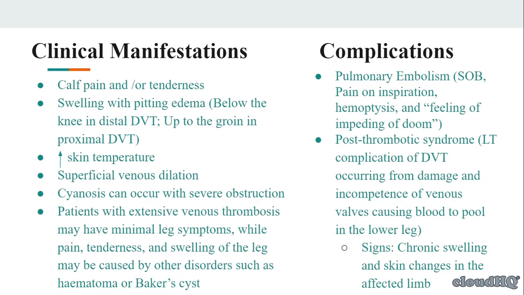Some complications: pulmonary embolism. So you want to monitor for shortness of breath, pain on inspiration, coughing up blood, or a feeling of impending doom. Another complication is post-thrombotic syndrome. This is a long-term complication of DVTs occurring from damage and incompetence of venous valves, causing stasis of the blood in the lower extremities. Some signs of this would be chronic swelling and skin changes in the affected limb.